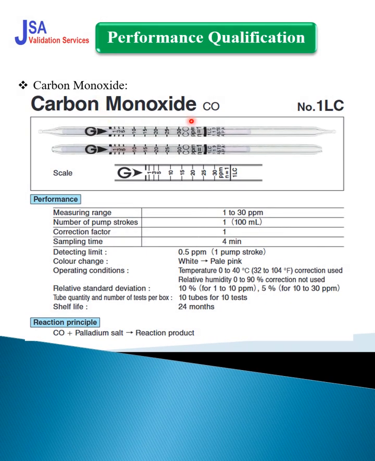Carbon monoxide is detected with the help of the 1LC Gastec detector tube, and the reaction color changes from white to pale pink. You can see in the image the pure white and the slightly pale pink. So you can read the reading directly. The range is 1 to 30 ppm, and it should not be more than 5 ppm.